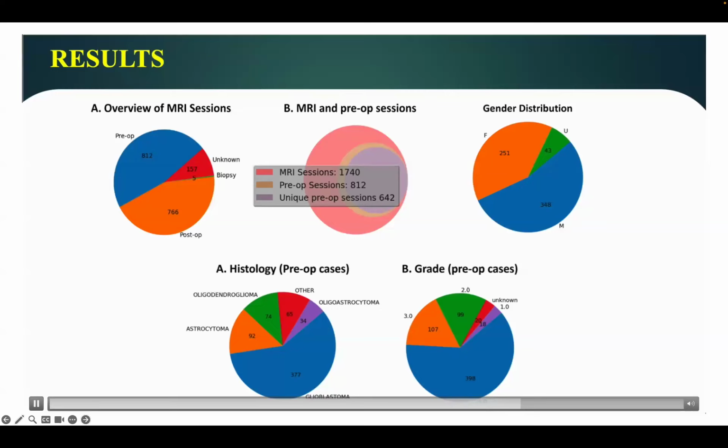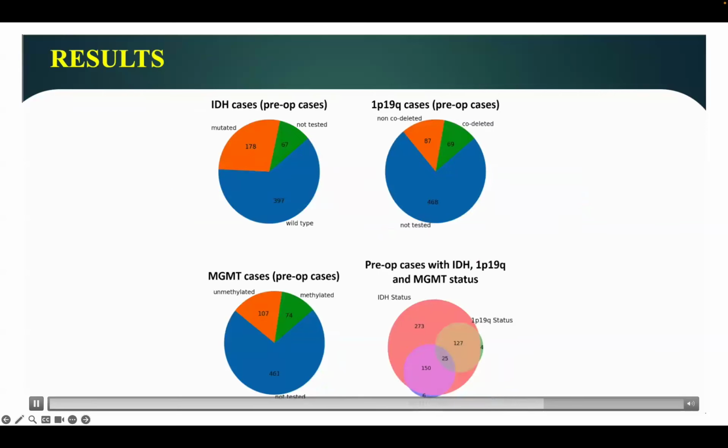The majority, or 398 cases, were grade 4, 107 cases were grade 3, 99 cases were grade 2, 18 cases were grade 1, and 20 cases were of unknown grade. The majority of our pre-op IDH cases were wild type, or 397 cases, while 178 cases were mutated, and 67 patients were not tested for IDH mutation.